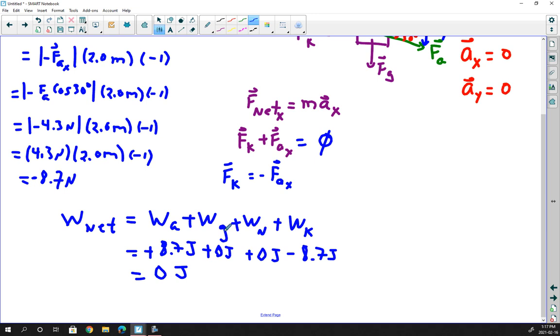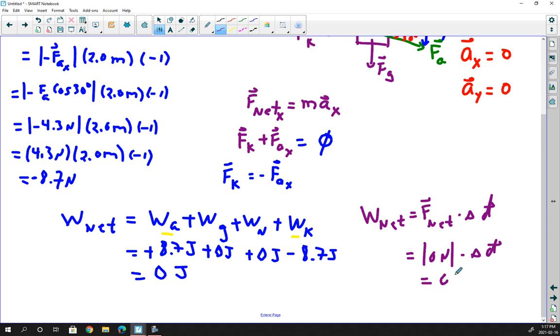Gravity and normal force don't do any work. Whatever work is put in, whatever energy is transferred by the applied force, the kinetic friction force takes it right out. And you could have actually figured this out another way. Work net is equal to F net dot delta D. But since the object had no acceleration, net force is actually 0 newtons, right? Dot delta D, which will give you 0 joules again. Either way you look at it.